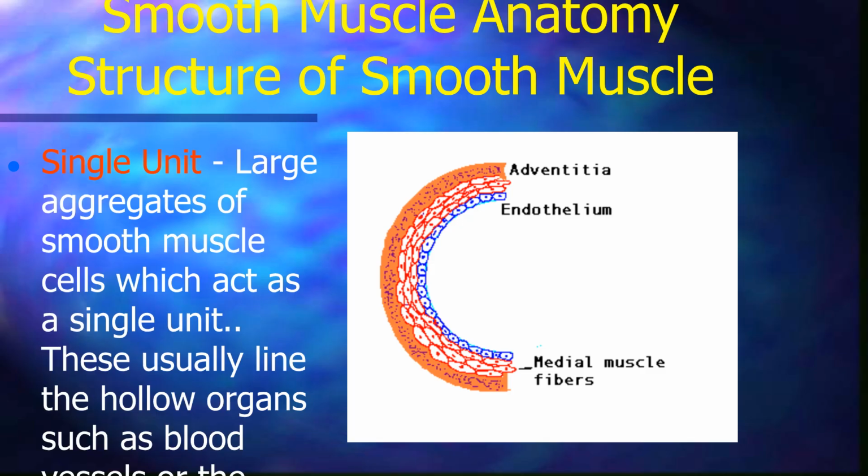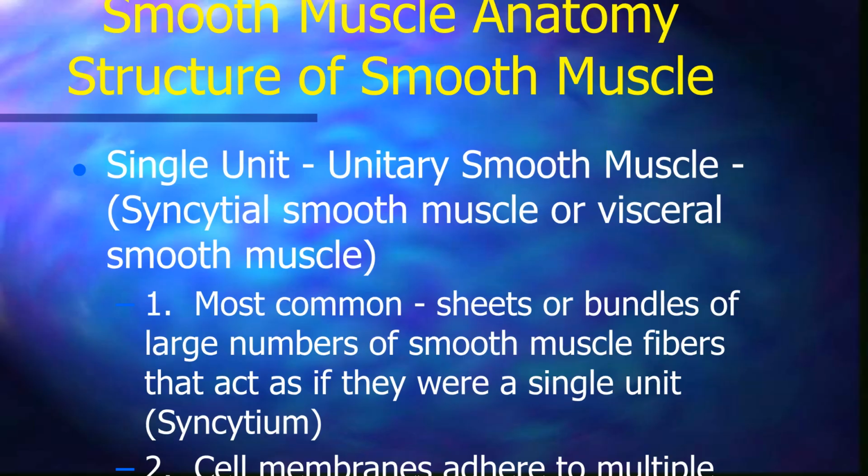Cell membranes adhere at multiple points, and gap junctions join the cells, providing electrical continuity. Single-unit smooth muscle forms part of the walls of large and small arteries and veins, as well as hollow viscera like the stomach, intestines, uterus, and urinary bladder. It forms large networks, and an action potential causes the contraction of the entire organ.